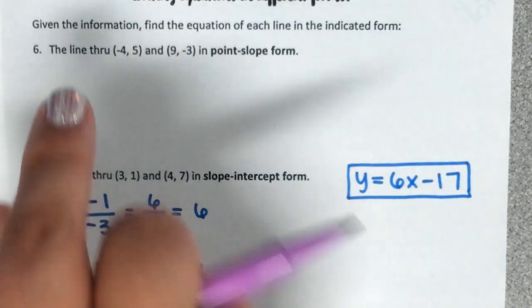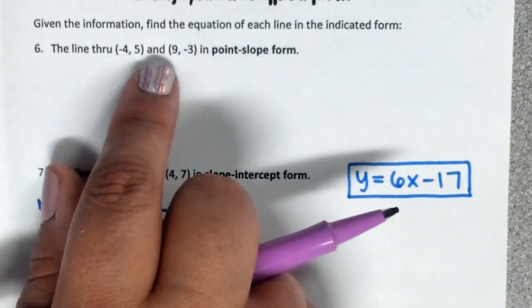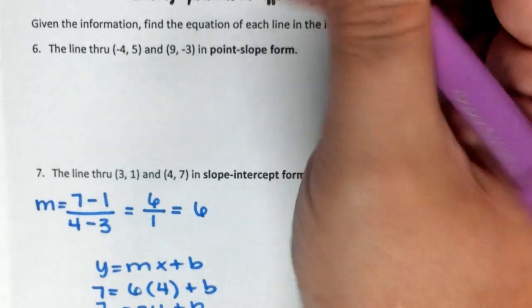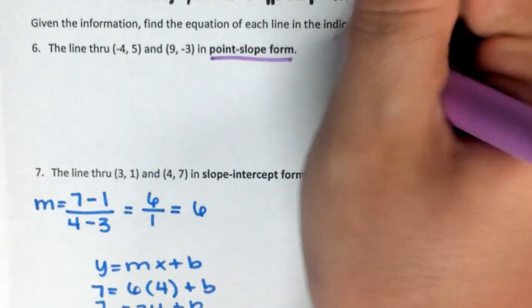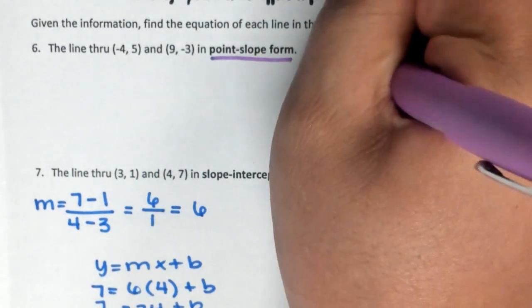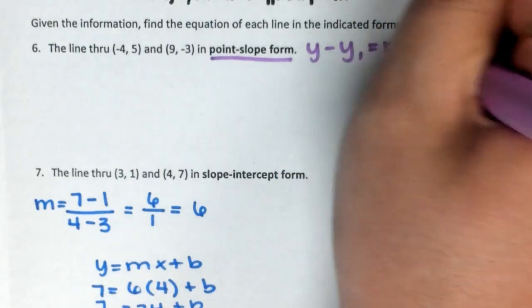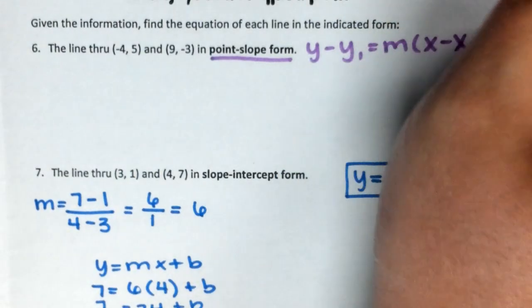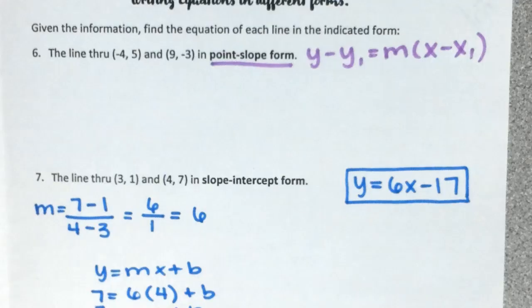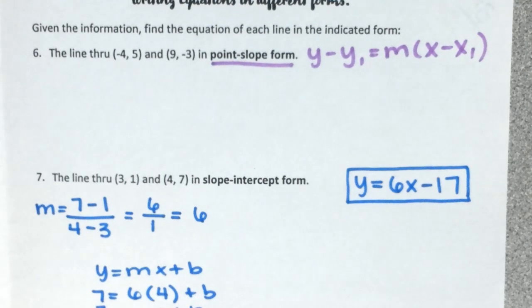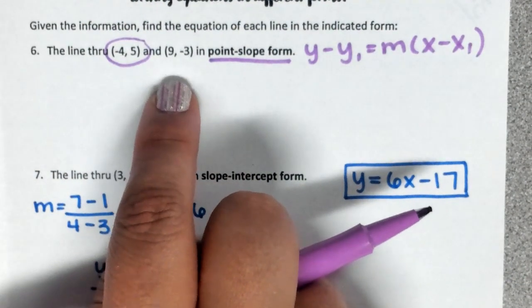Number 6 says the line through -4, 5, and 9, -3 in point slope form. I'm just going to write this down real quick. Point slope form is y minus y1 equals m times x minus x1. You get to choose which point you want to use. It does not matter. Which one do y'all want to use? So I'm going to use -4, 5. If you use 9, that's fine.